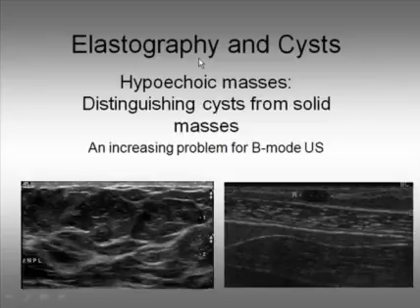So how about elastography and cysts? In the last 10 to 15 years, with the improvement in resolution of ultrasound equipment, we are all being bombarded with circumscribed hypoechoic masses that we think are probably cysts, but they don't fulfill criteria for simple cysts, and we end up needing to do intervention on them. So is there any way to use elastography to distinguish among these hypoechoic masses which are cysts and which are actually solid?